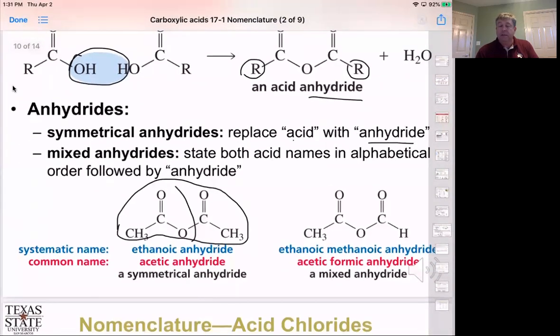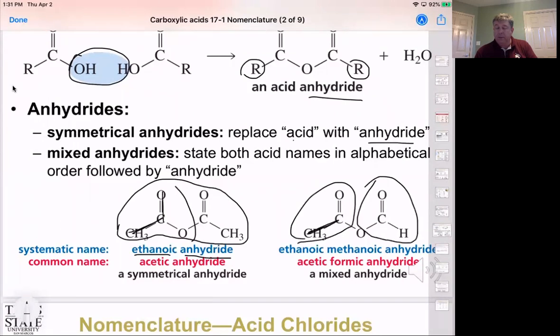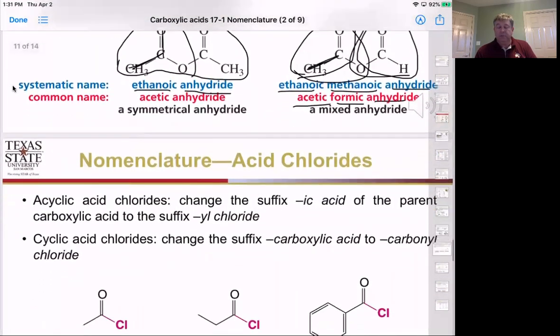Okay, so in the systematic name, this would be ethanoic acid right here. So we call that ethanoic anhydride. Okay. So if they're unsymmetrical, we have to do them as the alphabetical name. So this would be ethanoic acid right here, and this would be the methanoic acid right here. So we have ethanoic methanoic anhydride, or in the case of this, this is acetic acid, and then this is formic acid, we would have acetic formic anhydride. So it's just all about doing it in alphabetical order, but with the unsymmetrical ones, it's easier to do that.